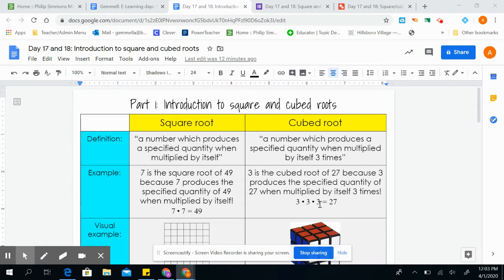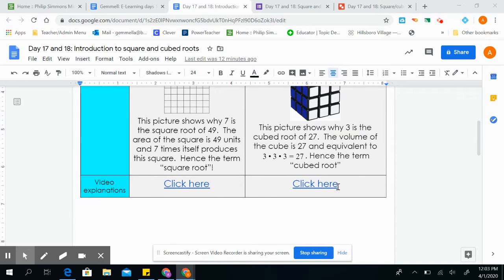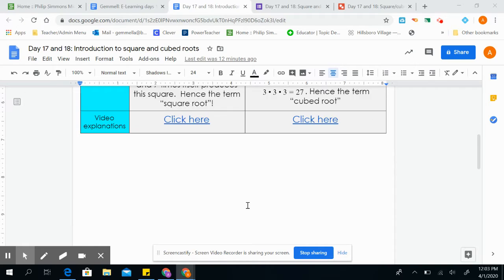So you can read through the document, look at the examples, and watch each video explanation of what it means to have a square root of something and what it means to have a cube root of something, or what it means to square something and what it means to cube something.